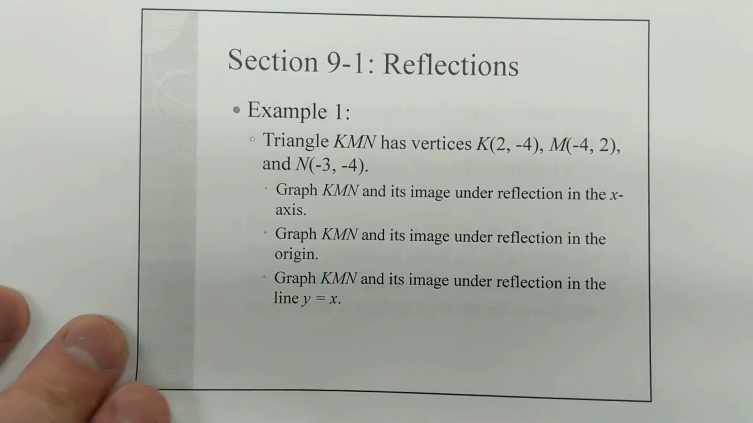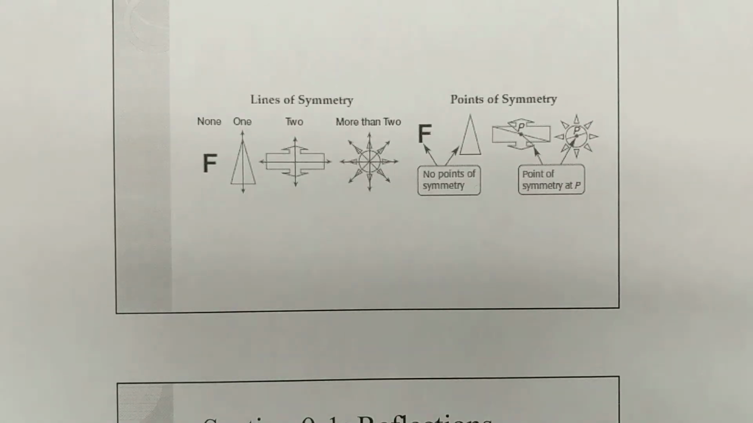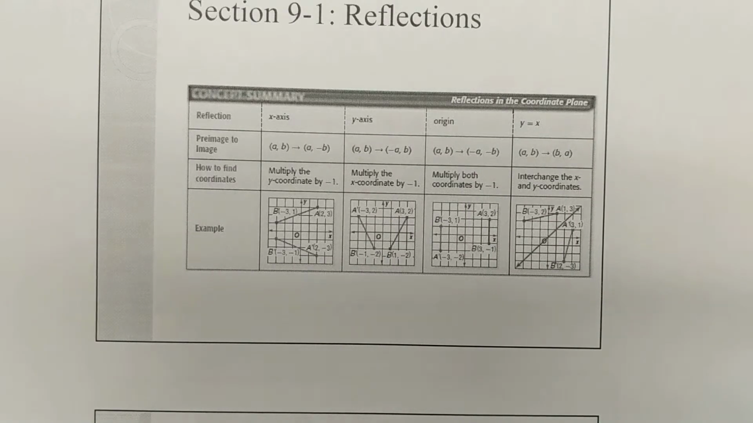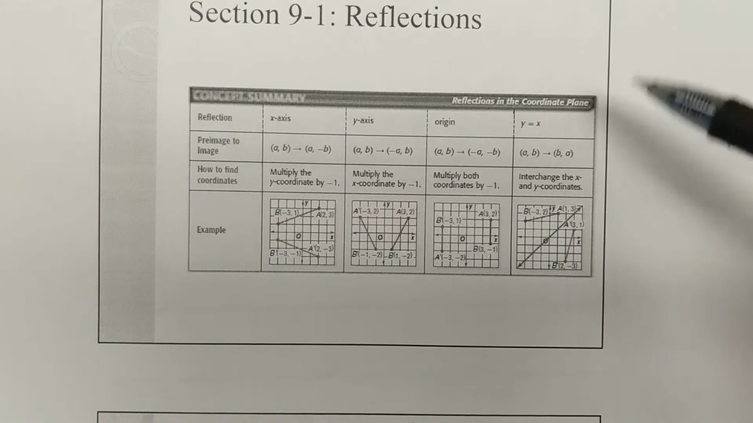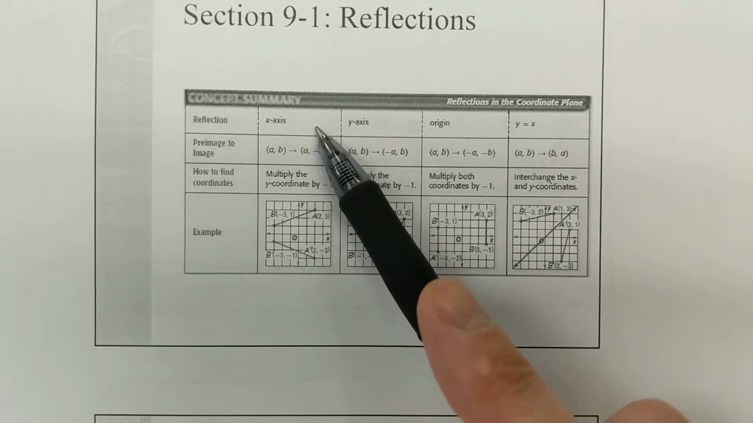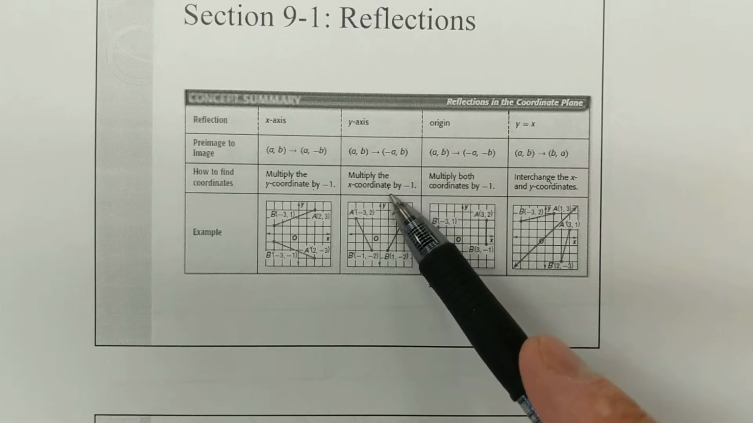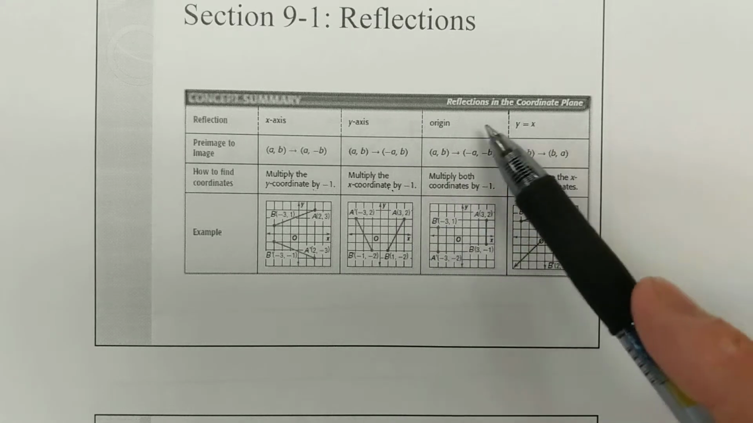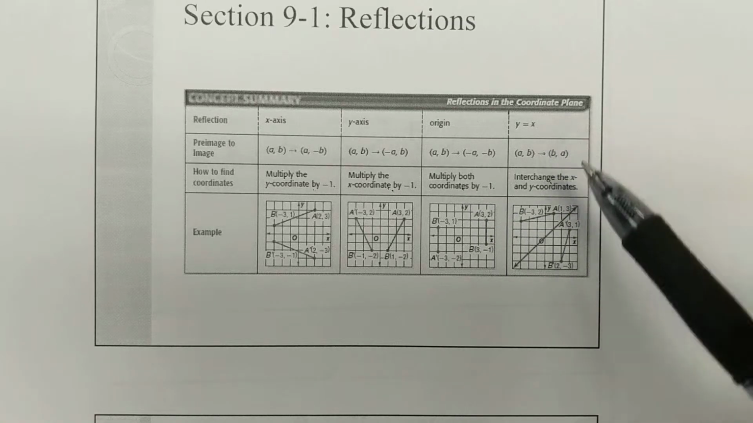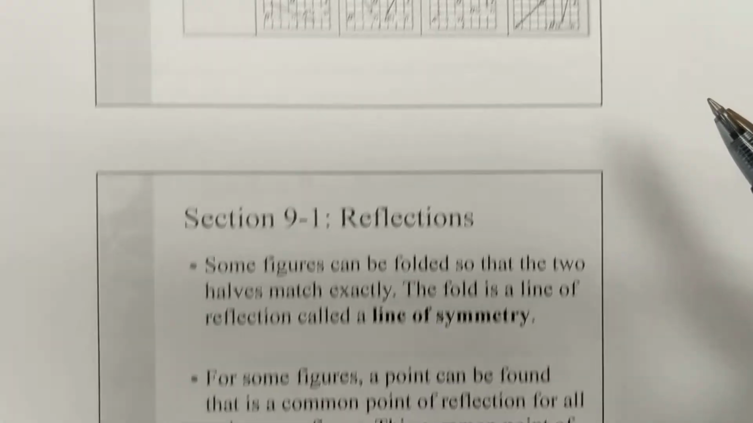Okay, so there's example 1. So the next thing you've got is, whoops, skip the page. There we go. So these are just the general rules for the reflections. They actually give you specific instructions if you don't want to think about how it would look. So for the x-axis, you multiply the y coordinate by -1. For the y-axis, you multiply the x coordinate by -1. For the origin, you multiply both coordinates by -1. And for the line y equals x, you interchange the x and the y coordinates. So that was the last one we did.